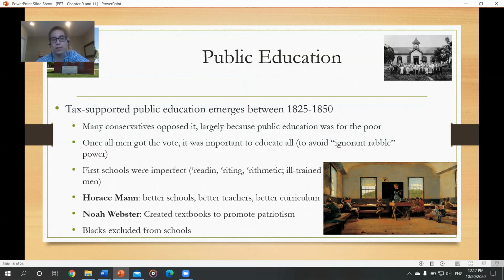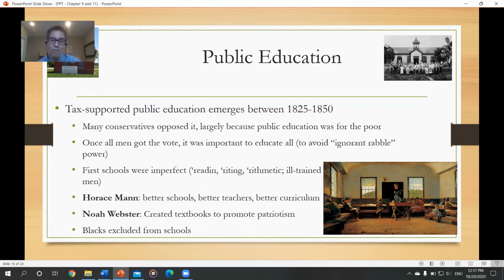Now, a lot of conservatives and wealthy were against public education because it was mostly for the poor, because the wealthy could afford to have an education. But once all men got the vote, once there was universal male suffrage, which happens right around 1828, 1832, right when Andrew Jackson becomes president, people begin to realize, well, education is super important. If every person has a vote, we've got to make sure that they're being responsible with their vote. We've got to avoid that ignorant rabble.